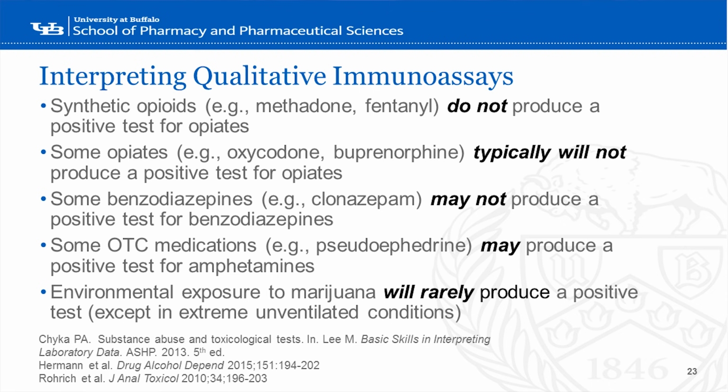Environmental exposure to marijuana will rarely produce a positive screening test. So if some patient comes in and says, well, I had a positive test because I was at a party last week and somebody was smoking marijuana, that's not a valid explanation. An individual has to be in an extreme, unventilated situation for a prolonged period of time for just inhaling environmental air to produce a positive urine test. So unless somebody's been on a car trip with Cheech and Chong across country, you're not going to have a positive marijuana test just from environmental exposure.